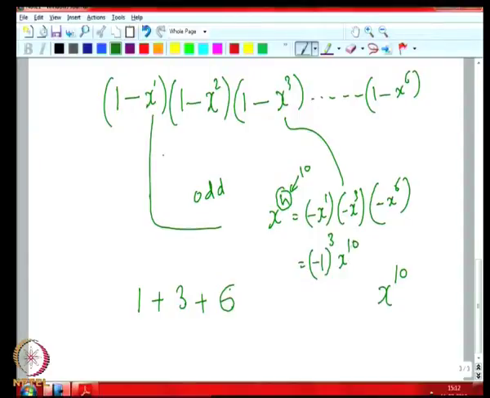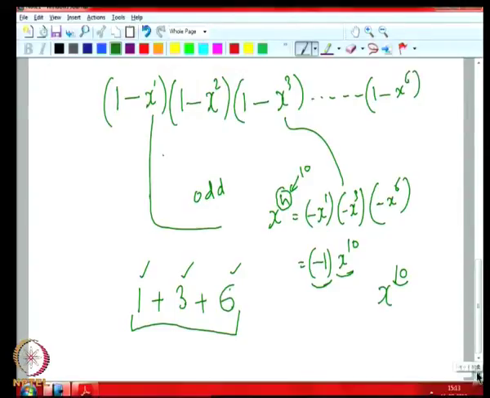x raised to 10 has come, right. It is not just x raised to 10, this is minus 1 raised to 3. 3 corresponds to the number of terms here. If this number of terms was odd, this minus 1 will remain. If the number of terms were even, this minus 1 will disappear because it will become plus 1, right. So therefore what matters is, in this partition of 10 into distinct parts, how many parts are there, what is the parity of that number of parts. If the parity is odd, then we get minus 1, otherwise we will get plus 1.